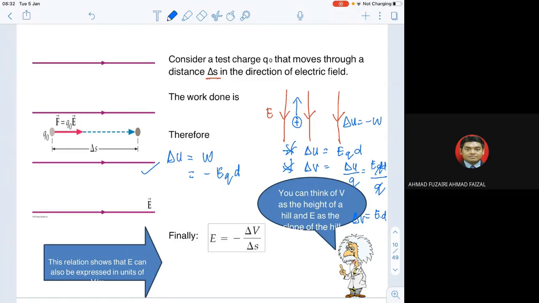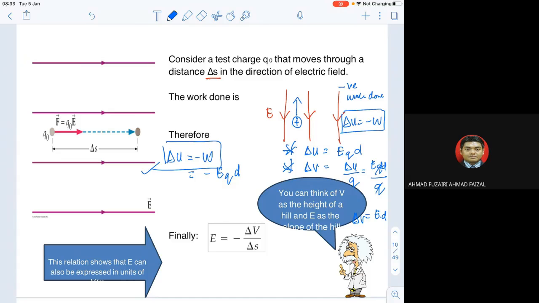EQD. Negative EQD. Why? Before this, it was negative W, because W is the negative work done. In here, we get negative work done, but here we have a positive work done. So delta U is always equivalent to negative W. Same happens here, but in the earlier case work is negative, and here work is positive. So the work is positive, it doesn't cancel out the negative. So delta U is equivalent to negative EQD.